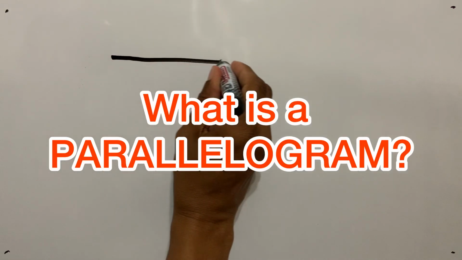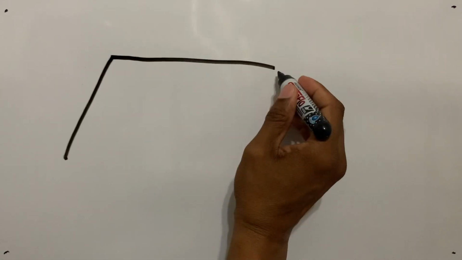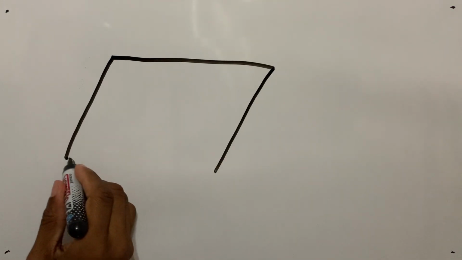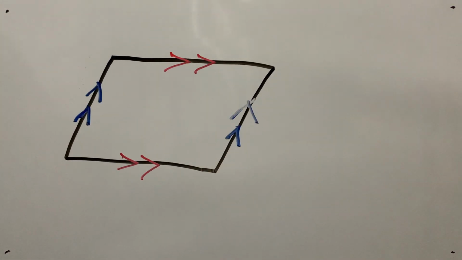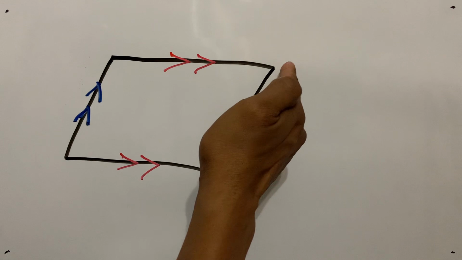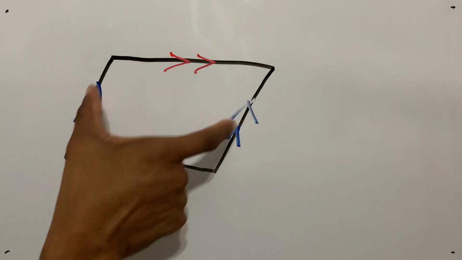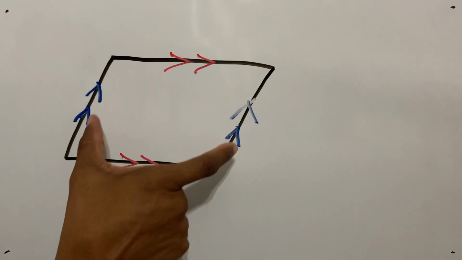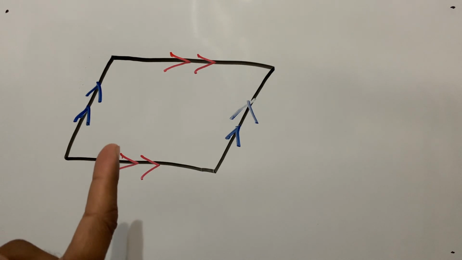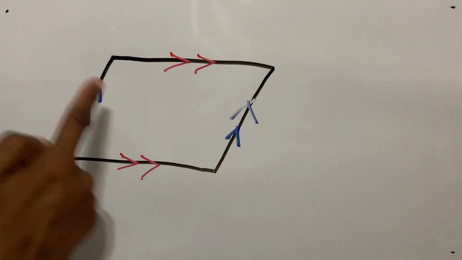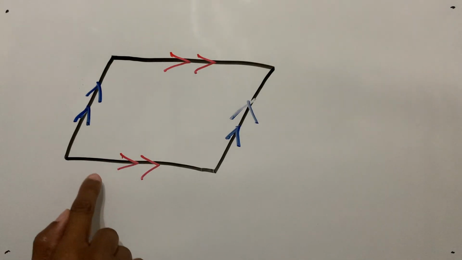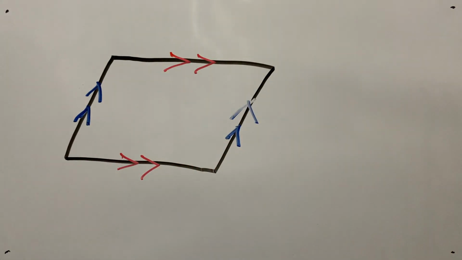Let's look at this. What is a parallelogram? Let's draw a shape looking like this. So this is a parallelogram, okay? A parallelogram has both pairs of opposite sides parallel. This side and this side are parallel to each other, and both are also equal in length. Likewise, these two sides are also parallel to each other.